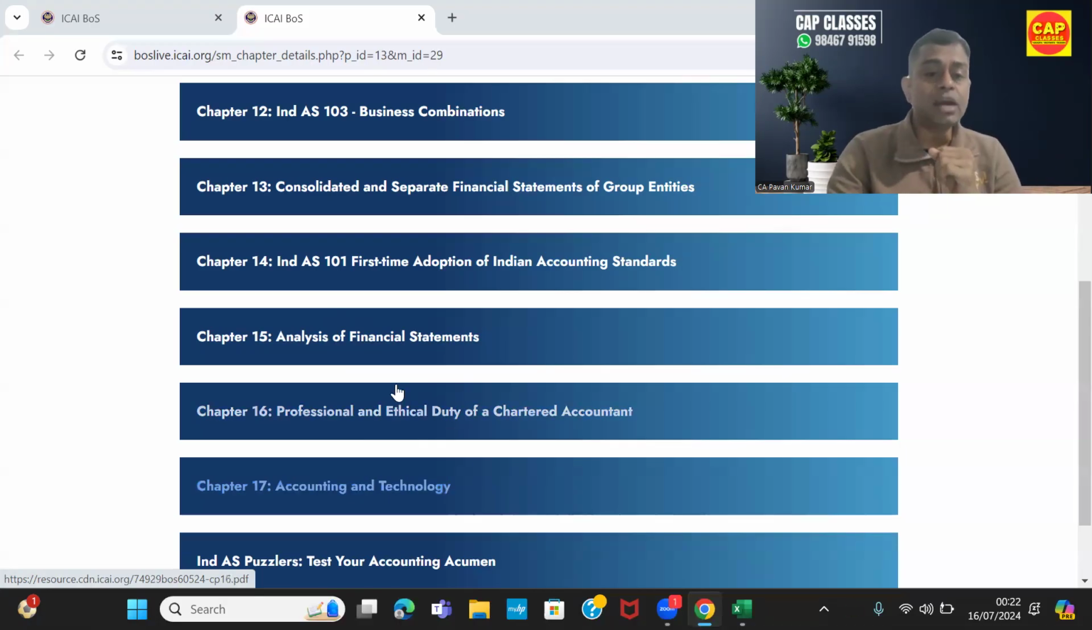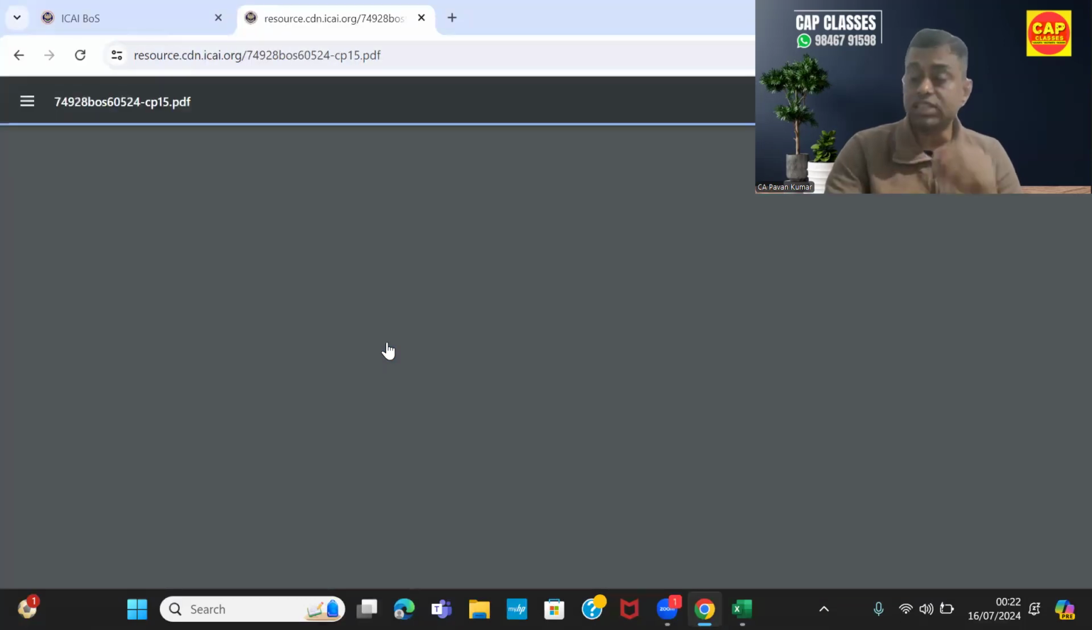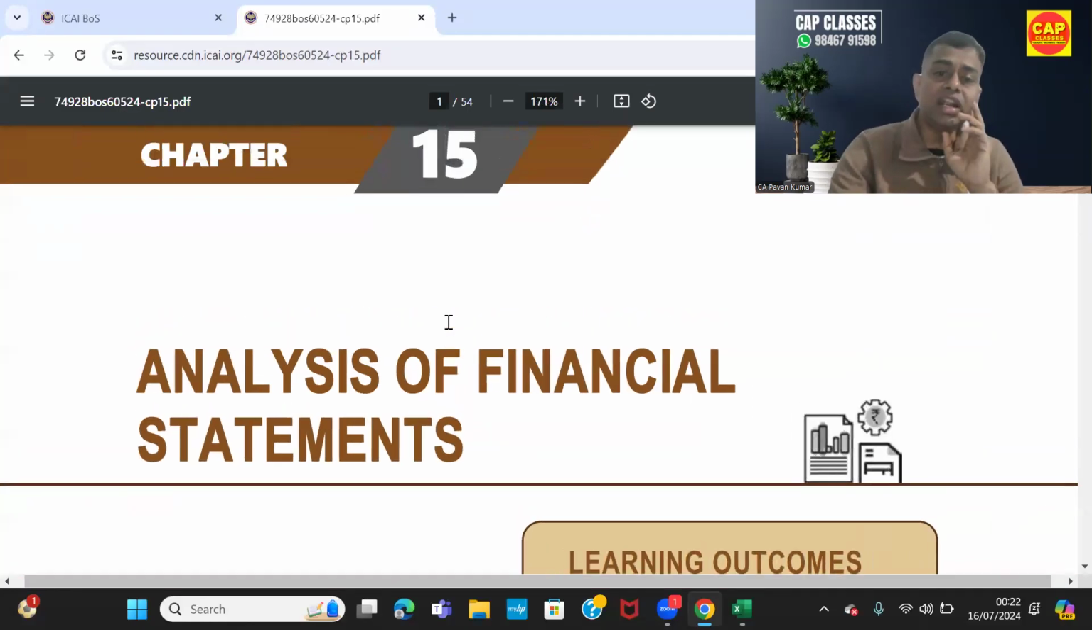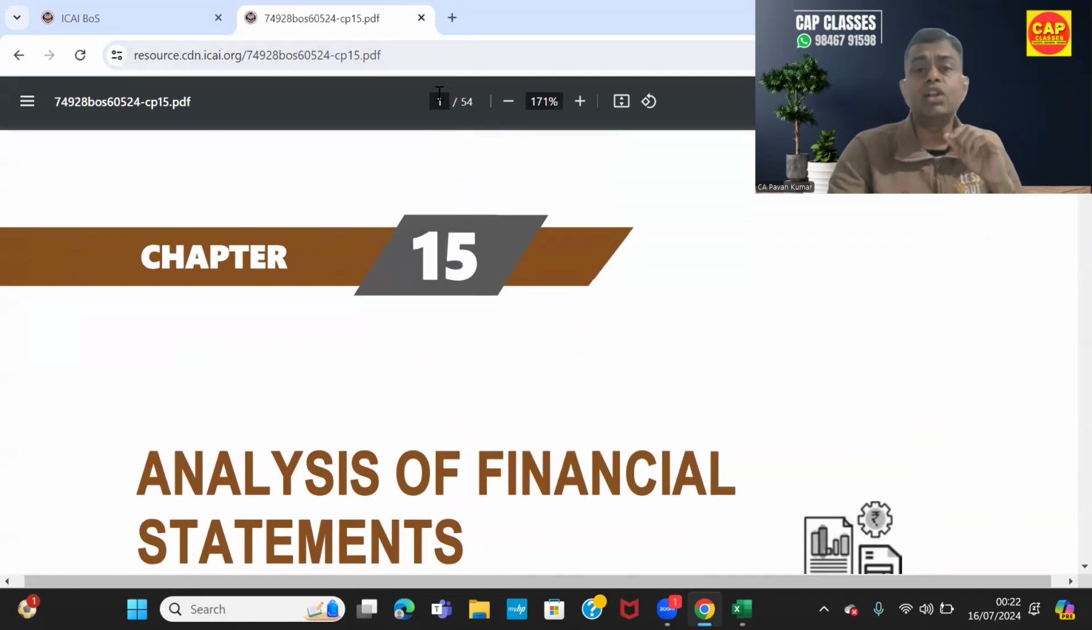Now, today, let us start with chapter 15, analysis of financial statements. I am opening this document. If you look at it, the topic is running into 54 pages. Any chapter you take at CA final level, especially financial reporting, is voluminous, huge. One of the success factors of a student should be to filter what is not required. You should know what you need not study.